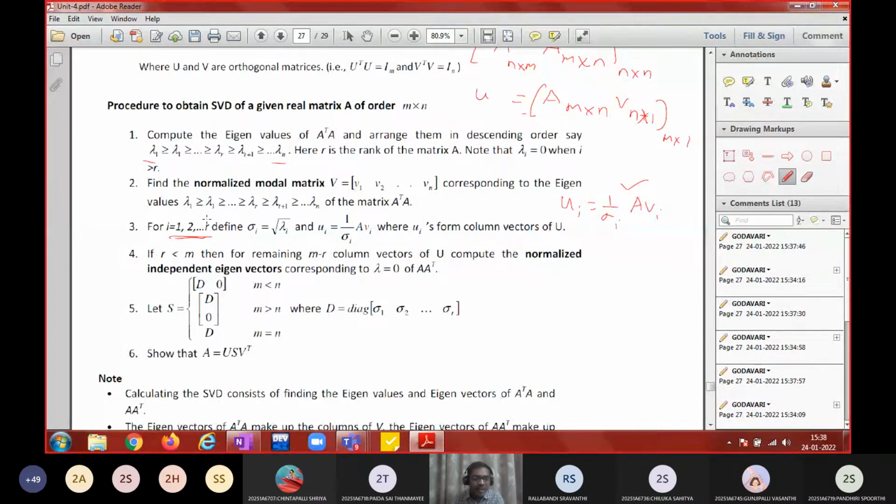Like that, how many column vectors have you computed? r column vectors. But U contains m columns, and what you computed is U1, U2 and so on up to Ur only. So how many columns are still to be filled? Out of m columns, you got r columns through this formula, so m minus r columns are left out. Do you agree? These m minus r columns you find by finding the eigenvectors corresponding to A A transpose.